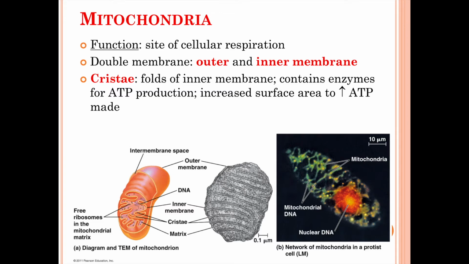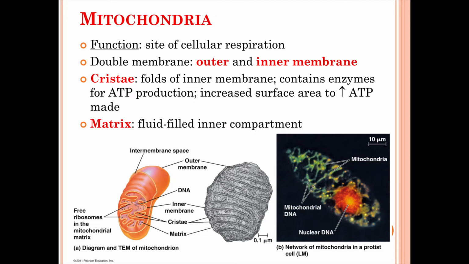So there's a lot of surface area, and these folds that are found on that inner membrane of the mitochondria are called cristae, and there's a lot of enzymes that are embedded within that inner membrane, and it allows a lot of chemical reactions to occur, and all these folds increase the surface area to increase ATP production. The inner part of the mitochondria is a fluid-filled area called the matrix. There's a lot of enzymes and a variety of chemical reactions happening there as well.